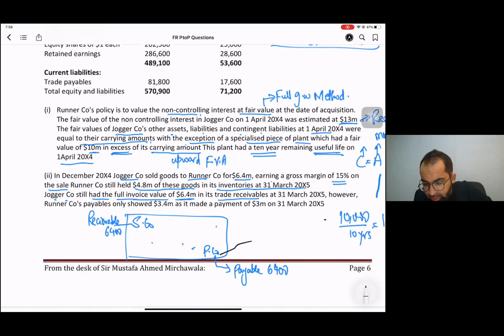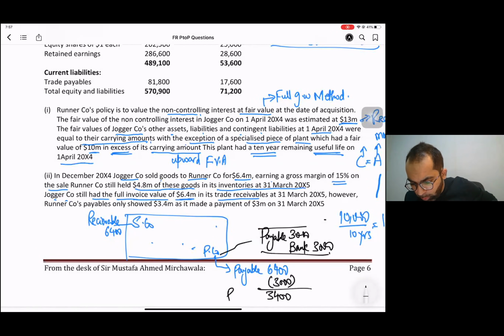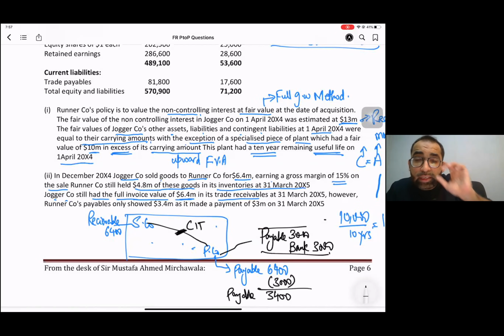So parent company must have made this entry: payable debit 3,000 and bank or cash credit 3,000. When parent company paid this check on the last day, it must have reduced its payables. So after this payment, the payable is 3,400, but this cash is in transit, CIT, cash in transit. This cash has not reached S company.